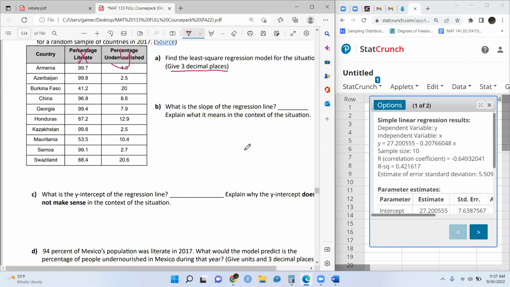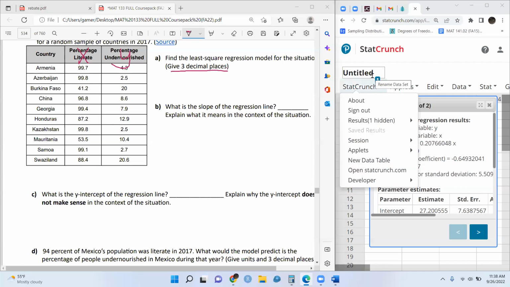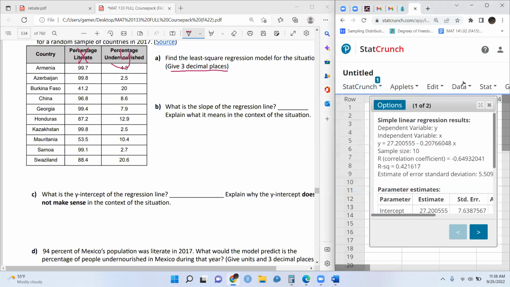Okay, how are we doing? Are we ready to talk about this? I am ready. All right, so what'd you get for number 1? Number 1A. Find the least squares regression equation.